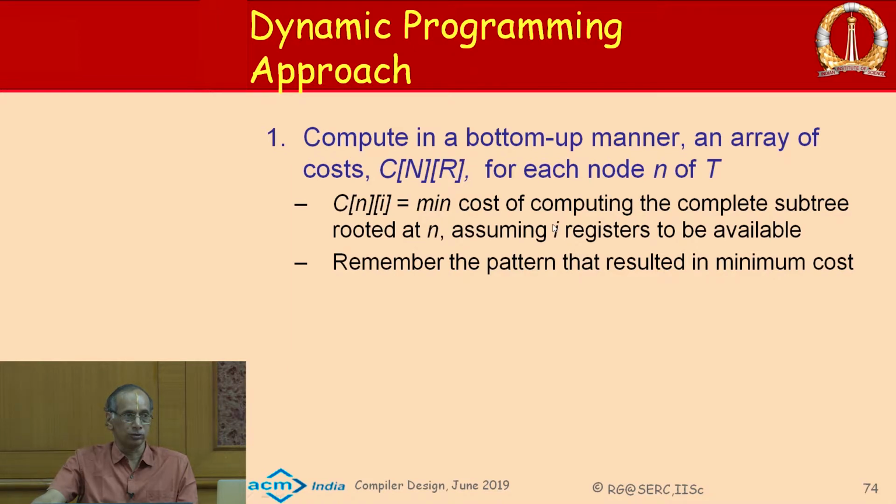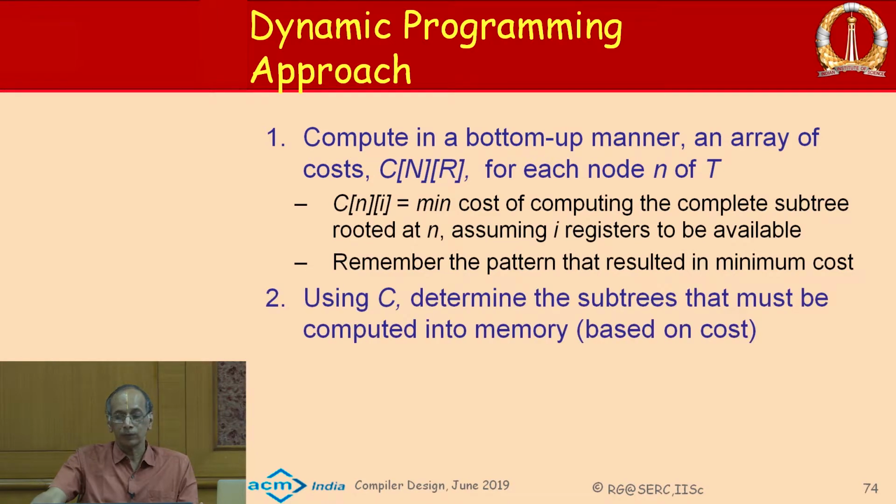using I registers, okay. And when you do this, once you have found out which has the minimum cost, you also remember what combination gave you that minimum cost, so that when you generate code you can use that combination to generate that code. When I give you an example, this will become clear, okay.